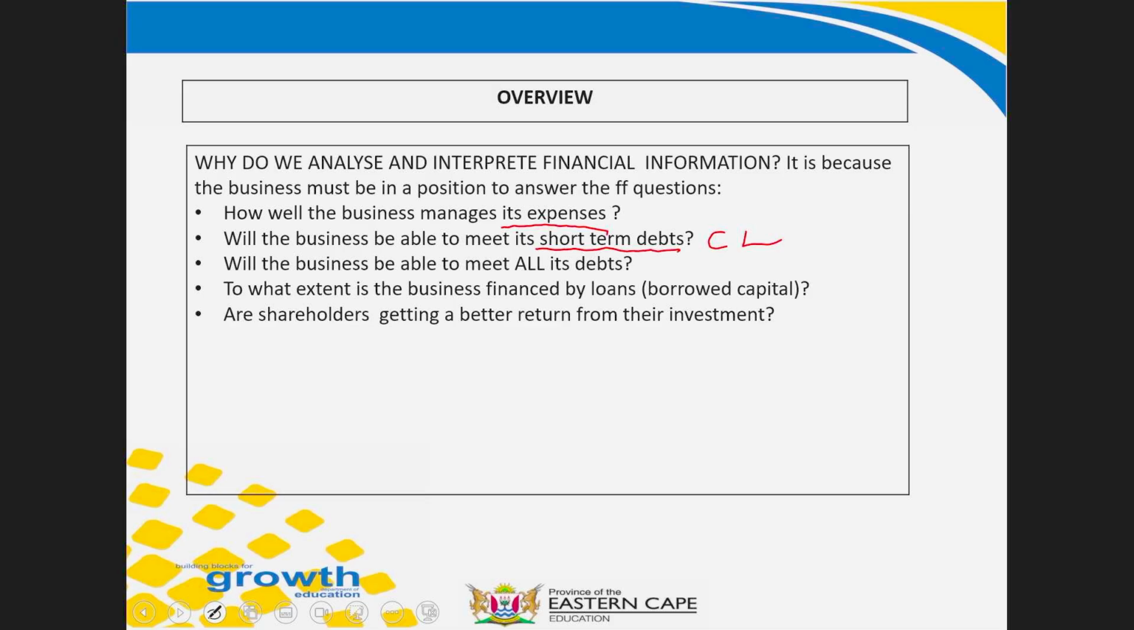We must also be in a position of being able to answer whether the business will be able to meet all its debts. If you can link the first line and the second line. From the first line, I referred to the short-term debts, meaning that we're looking at current liabilities versus our current assets. Then for this one, we're looking at the fact that will the business be able to meet all its debts? By all, it means that is our business in a position of being able to pay off all its debts, both the non-current liabilities and the current liabilities.